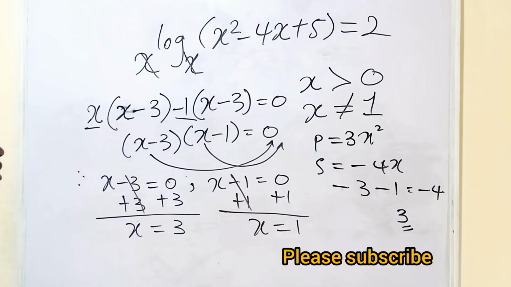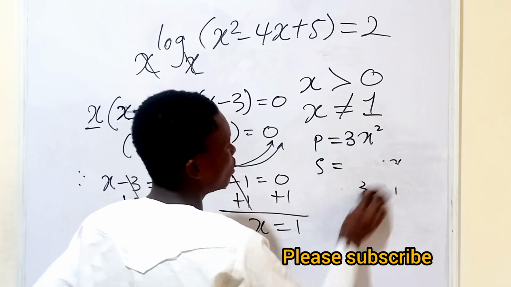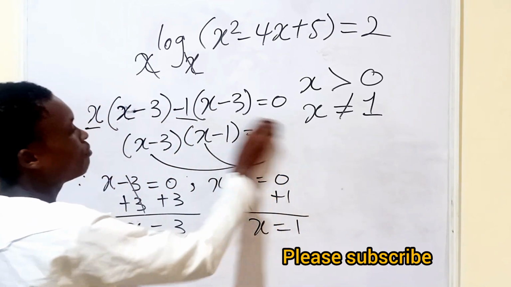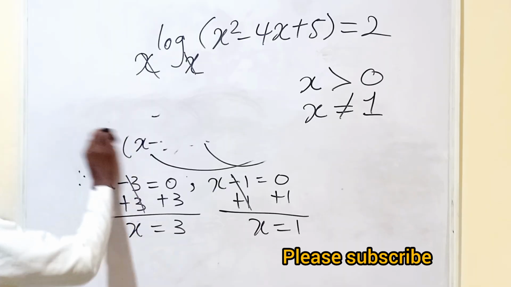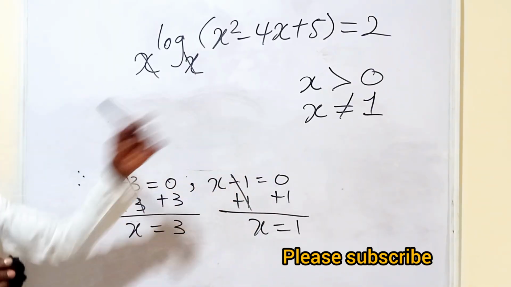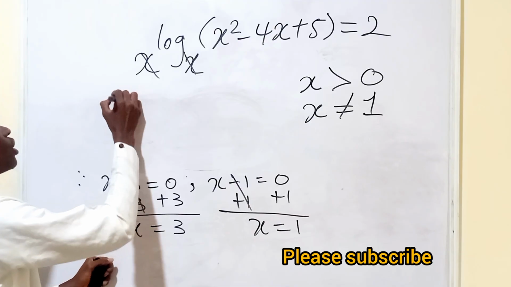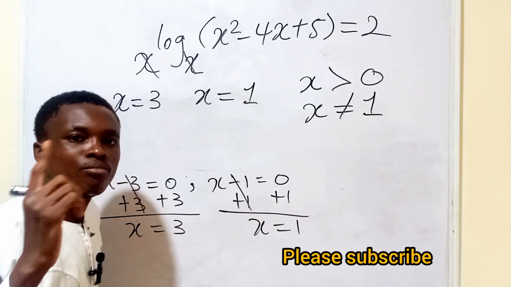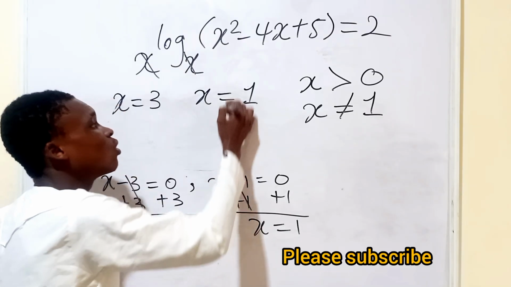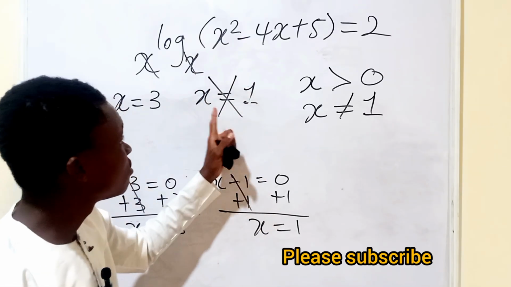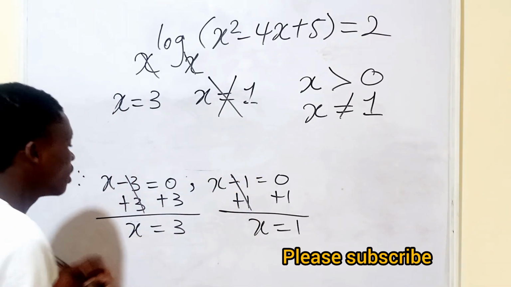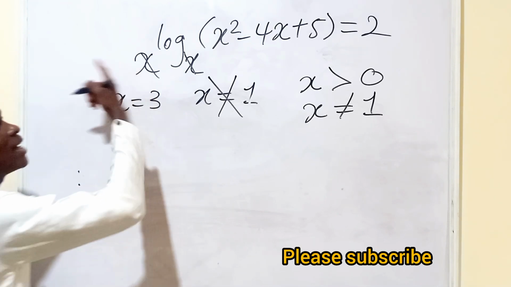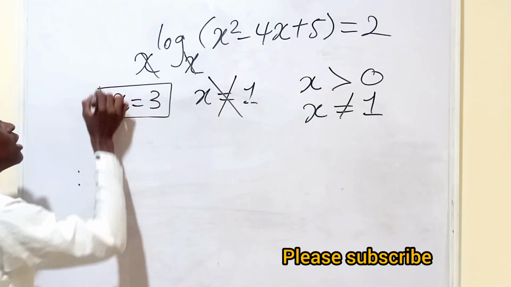All right, so from here, to finish this up, we know that the base of a logarithm must not be equal to 1. Then the argument must be greater than 0. So from here, the two solutions are x equals 3 and x equals 1. But the base of a logarithm must not be equal to 1. So this is an extraneous solution. It's not defined. So the solution that satisfies this logarithmic equation is x equals 3.